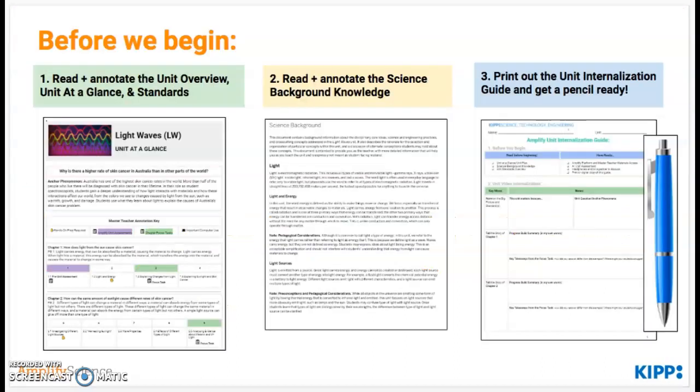Before we begin, make sure you've read and annotated the unit overview, unit at a glance, and standards, as well as the science background knowledge. Grab a pen and your unit internalization guide, and we're ready to begin.